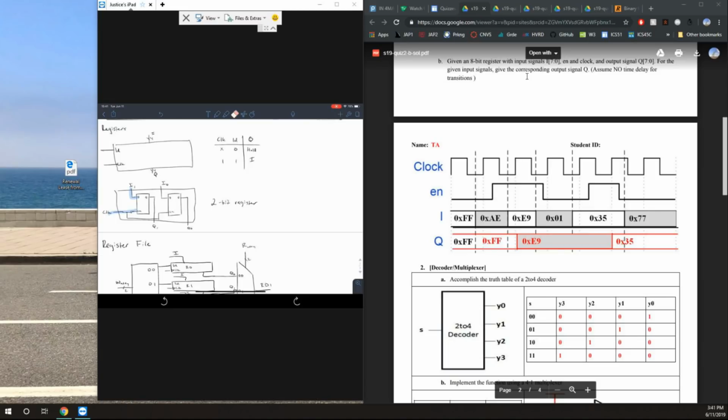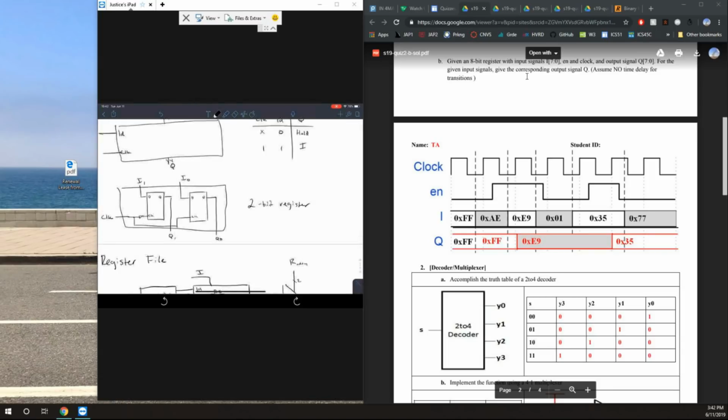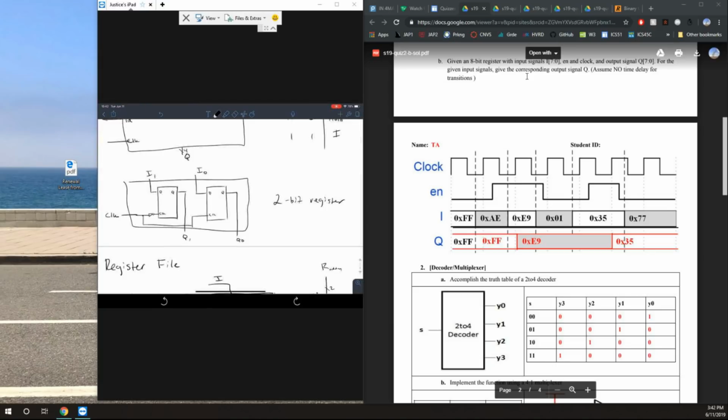I feel like something's wrong here. I don't know. Tio, is this wrong? I feel like you would know. Is this register right here wrong? I feel like it's wrong.